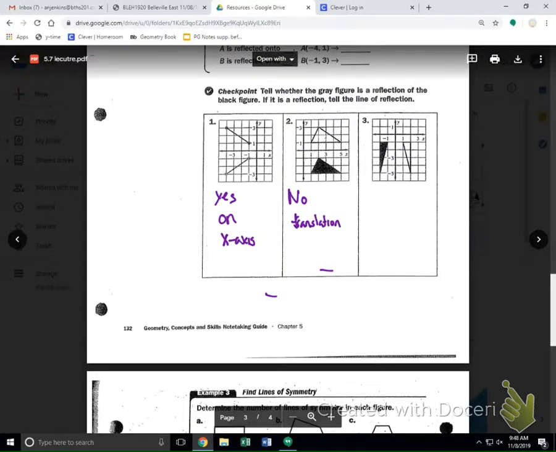And this one, it told us to use the gray figure. Oh, so the black one's the original, the gray is the image. So that was in our directions. And then the last one here, if you're looking at this one, if it is a reflection, would it be on X or Y? Y. And if you folded it directly over Y, does it line up? Yes. So yes, on the Y-axis.